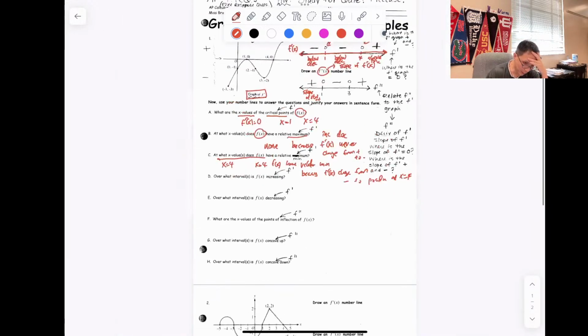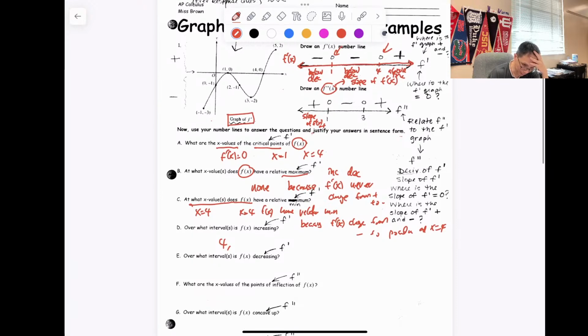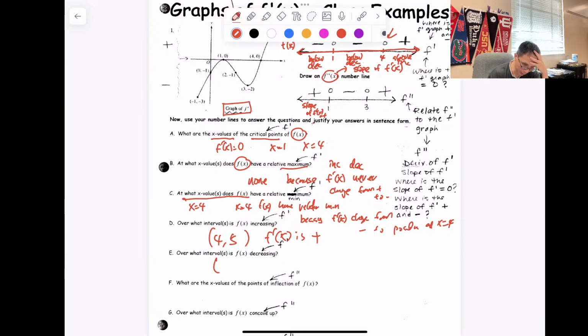Now, the function is increasing from 4 to 5, because f prime of x is positive. And decreasing is going to be negative 1 to 1 and 1 to 4. Now, how about 1? Because it's 0, it's not really increasing. So you have to say f prime of x is negative.